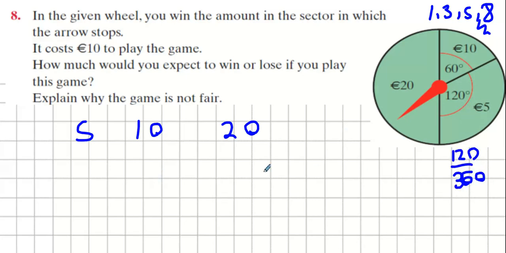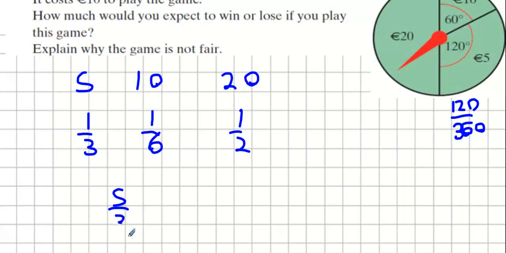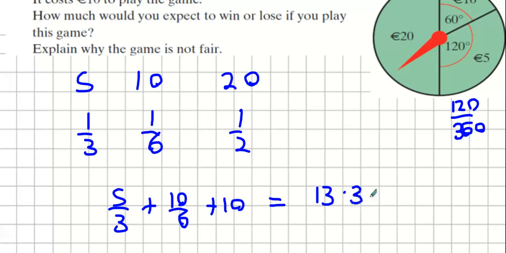1/3 or 2 out of 6, something like that. Yeah, so 1/3 for 5. Probability winning 10, 6, and then probability win 20, a half. And if I add them together, it's 5/3 plus 10/6 plus 10. Add them all together, and what do we get? €13 and 33 recurring, so 34 cents.